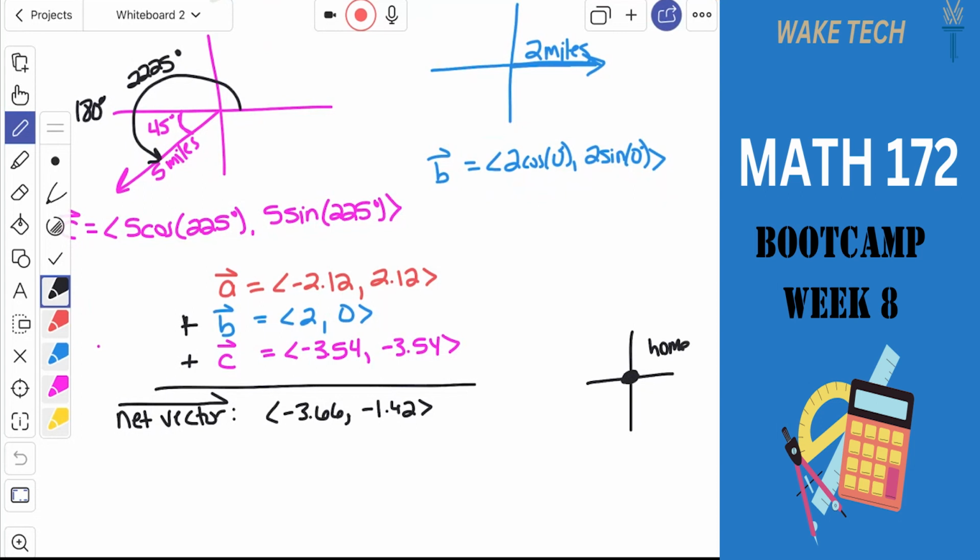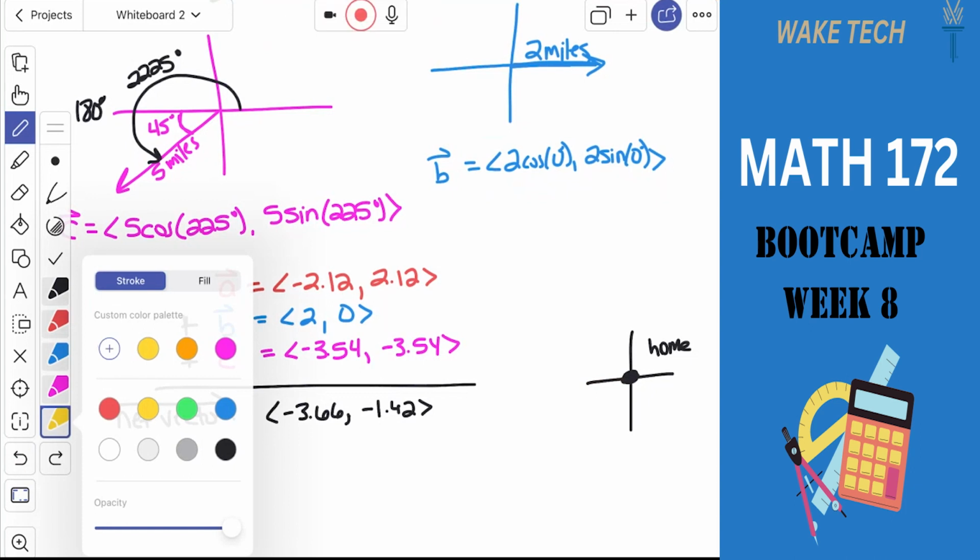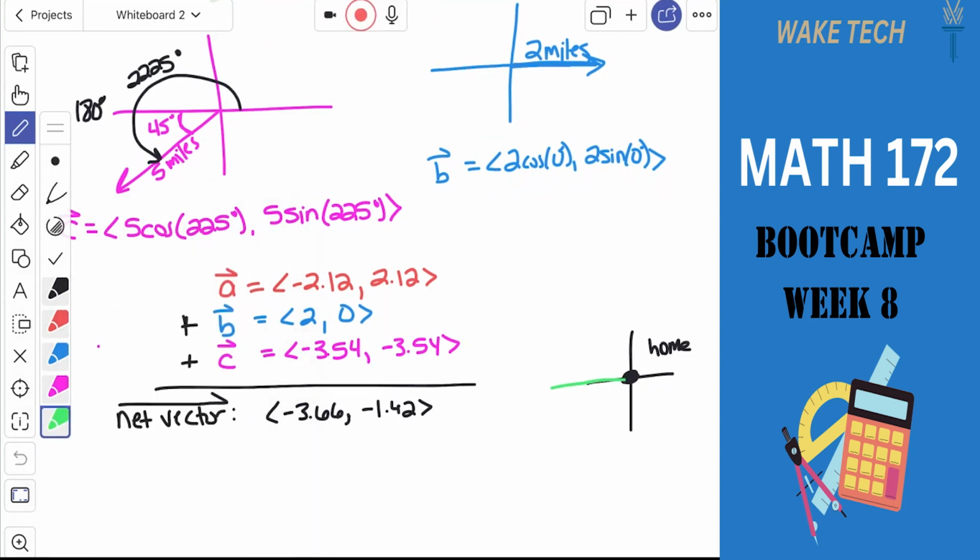And what this tells us is that from where Rebecca originally started at her house, ultimately, she is 3.66 miles to the left. Let me get a different color. We can use green. She is 3.66 miles to the left, 1.42 miles down. So she is here with respect to her house. So I'm going to turn that into a vector since that's actually what we're looking at. But that's what this net vector or resulting vector tells us.